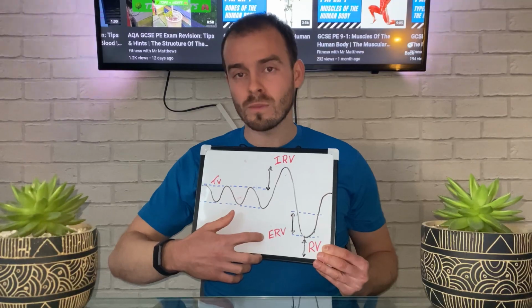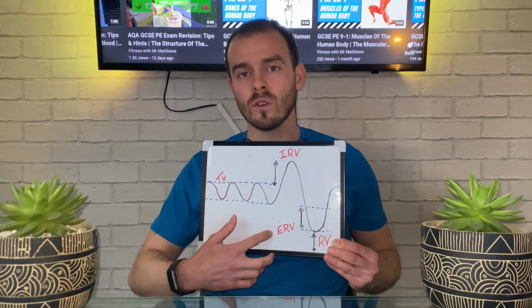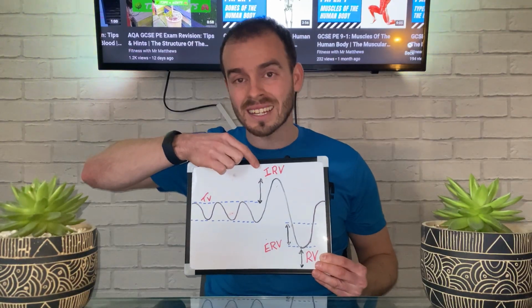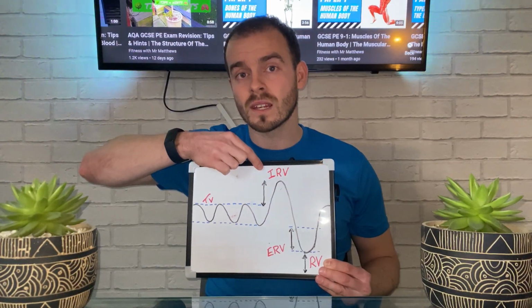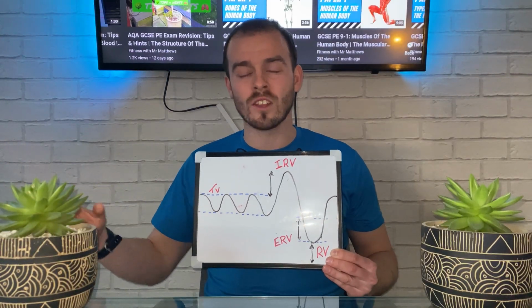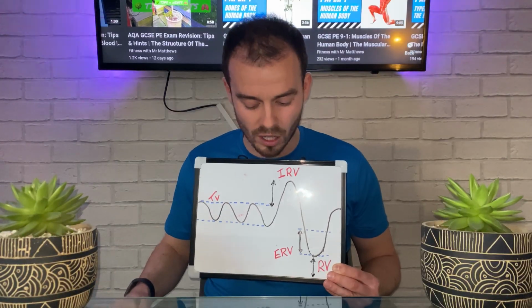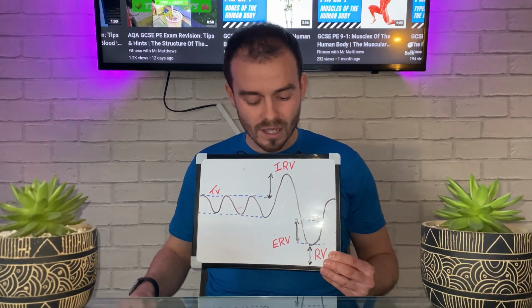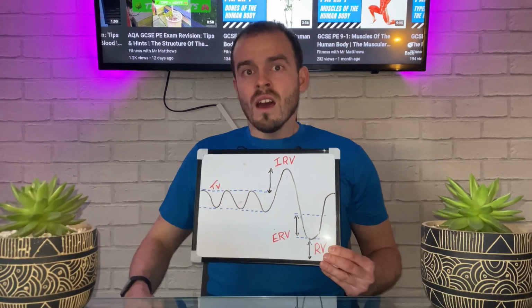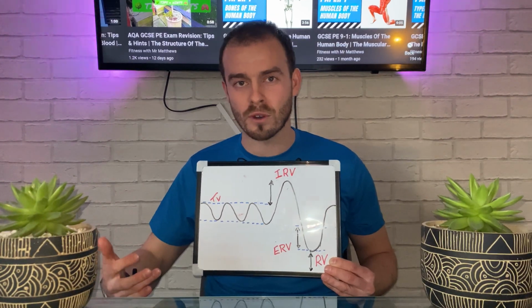And likewise, if we move down here to ERV, this is expiratory reserve volume. Now, it's exactly the same thing as IRV, but it just refers to the extra additional air that we forcefully breathe out on top of tidal volume. Okay, so I breathe in and then I forcefully breathe out.